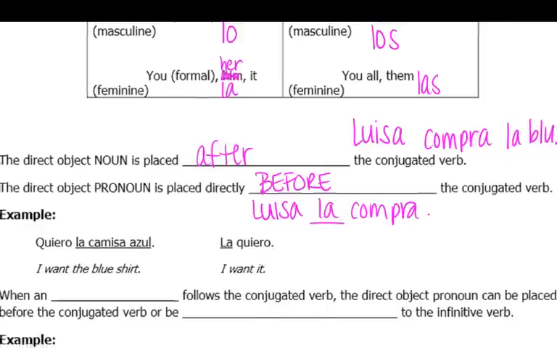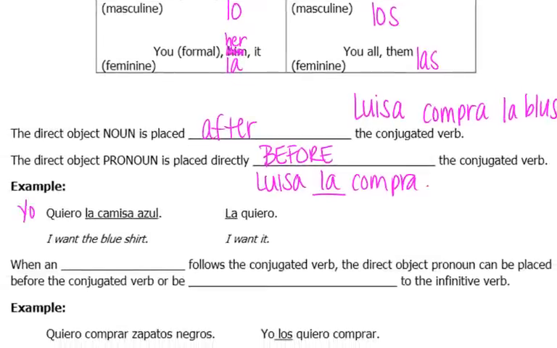Here's another example. Yo quiero la camisa azul. I want the blue shirt. Yo is our subject. Quiero is our verb. Who or what do I want? La camisa azul, the blue shirt. That's our direct object. That's who or what's receiving our action.